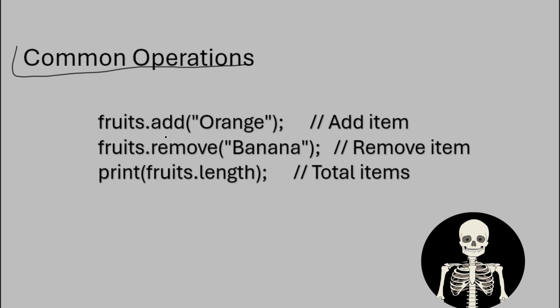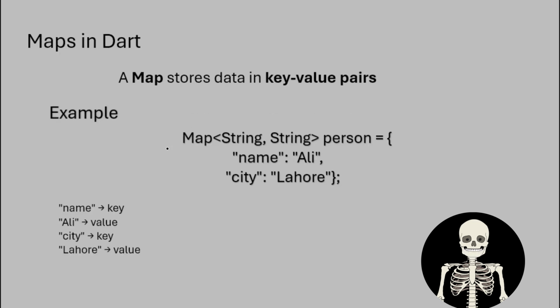There are some common operations we can use to make our work shorter. To add anything, we write the name of the list, then the add operation and the value we need. The same goes for remove. And if we need to print the total number of items, we can use the simple dot length operation. So this is a list in Dart.